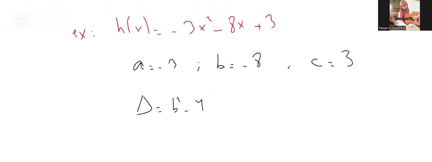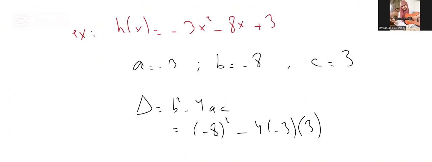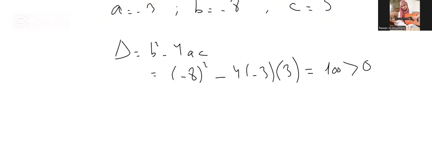Now let's calculate the value of delta. So delta is equal to b squared minus 4ac. b in this part is equal to minus 8, all squared, minus 4 multiplied by a, which is minus 3, and c, which is equal to 3. By using calculator, it will give us a value of 100. So 100 is a positive number. Then we can say that the equation has two distinct real roots. Okay, so now let's determine the values of these roots.